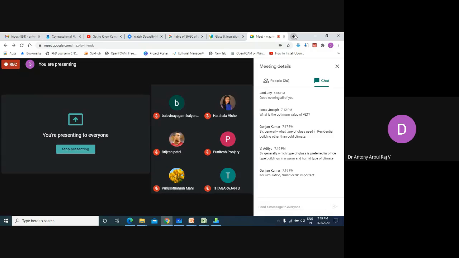For warm and humid climate, just now what I told: if you want a cheaper glass, go for tinted glass. If you want to go for films, you can go for darker shade films. Heat reflective films will be better than that, as they reflect the heat from the surface. And if you have more money, you can go for double band, triple band glass with reflective films.